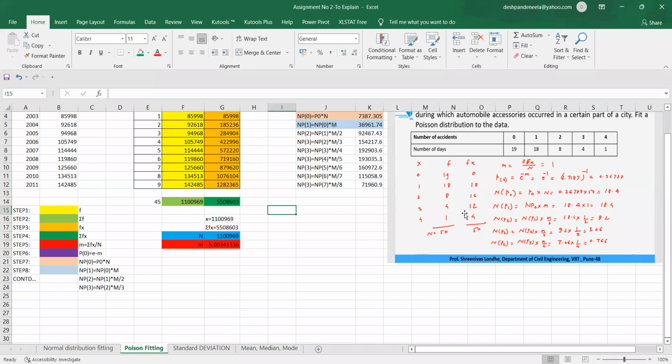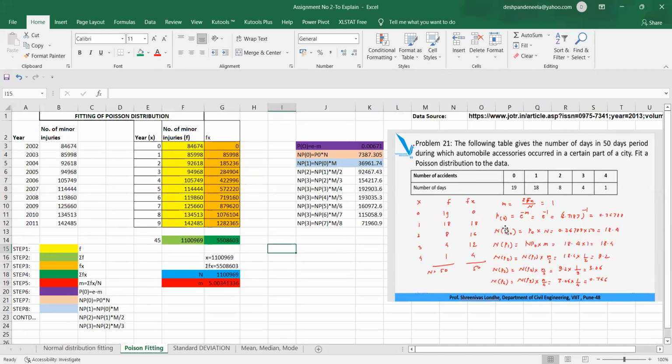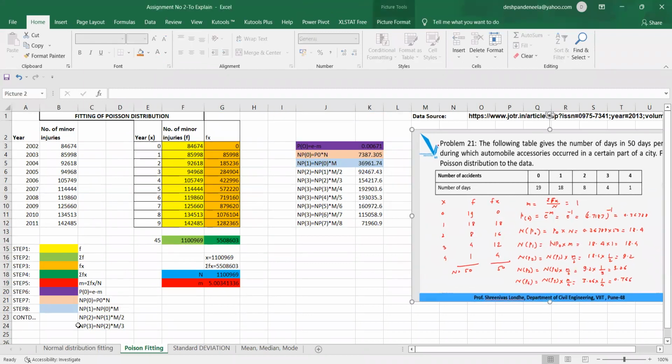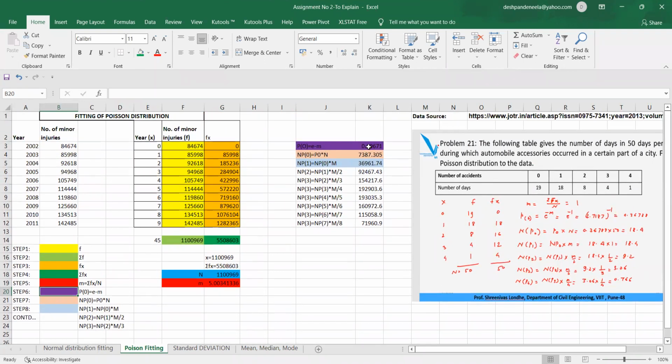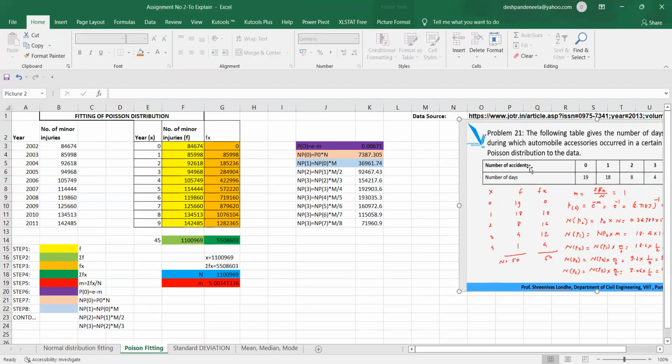So I got fx upon n. Now once this is got, now I have to calculate p0, which is e raised to minus m. Now you can see here in the steps also it is given, step number 6. P0 is equal to e raised to minus m. This should be e raised to minus m. So I've calculated here directly. Let me demonstrate this to you.